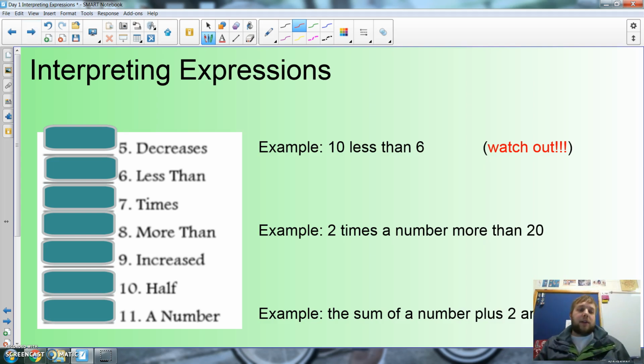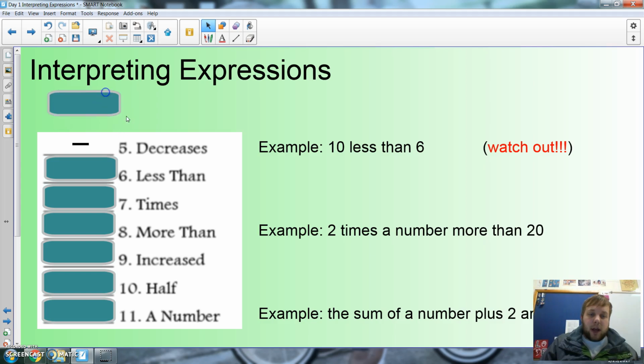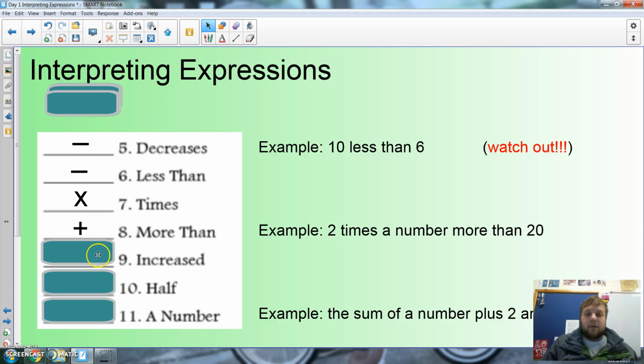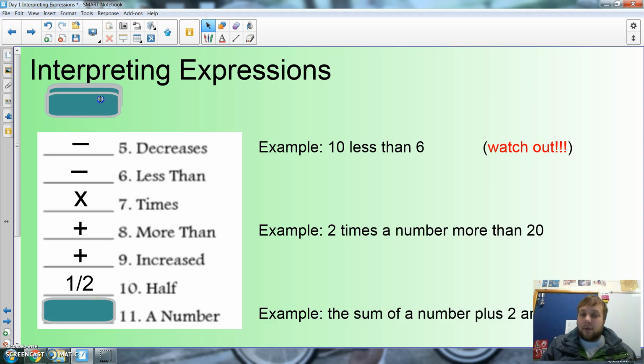Next, decrease. What does decrease mean? Well, decrease means to subtract. Less than means subtract. Times means multiply. More than means add. Increased, add. I bet you a lot of people are getting these. Half. What do I mean by half? We'll divide by 2, or you can multiply it by 1/2. A half.